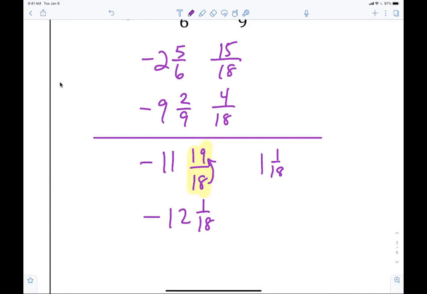I got negative 11 over 18. No, it's 19 because you forgot to add 15 and 4. Oh, you subtracted by accident. They're both negative. Yeah, I subtracted. You with me? That's your mistake. So now you need to correct it. You need to say to yourself, they're both negative, so you add.